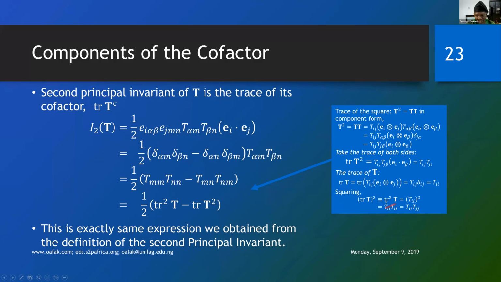Before I leave this page, I want to see whether the class understands why what I cross out with red mark here is wrong. Why TII squared is not TII times TII. Can somebody tell me why this is wrong? Remember that TII is a scalar, so it can be squared. Why TII squared is not TII TII? Can anybody tell me why?